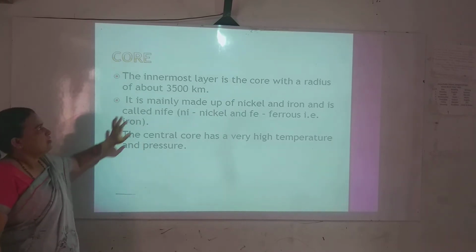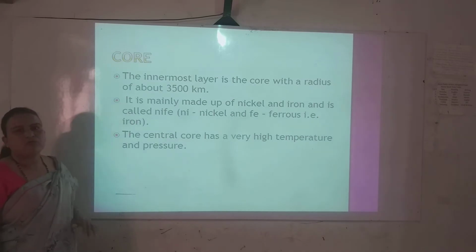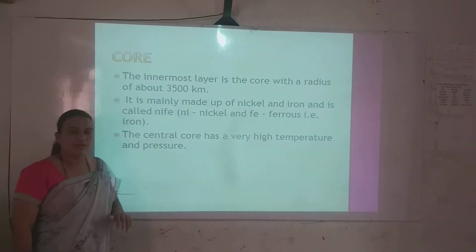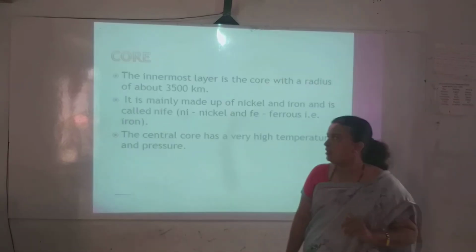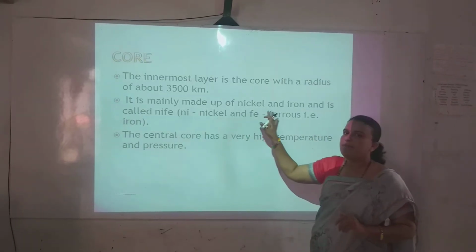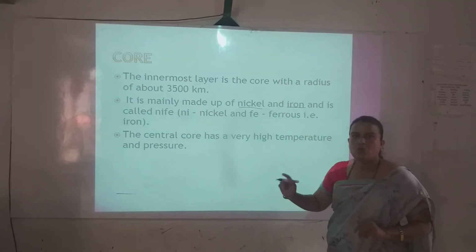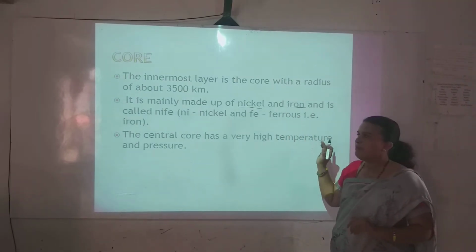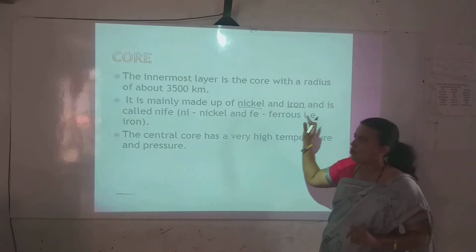Now the core. The innermost layer is the core with a radius of about 3500 km. It is also called the thickest layer of the earth. It is mainly made up of nickel and iron. The core layer, which is made up of nickel and iron, is also called nife.